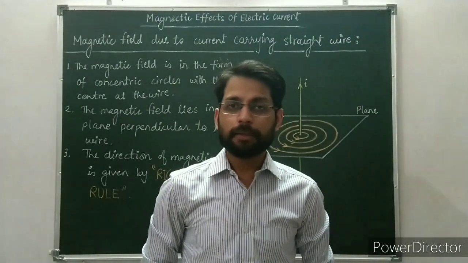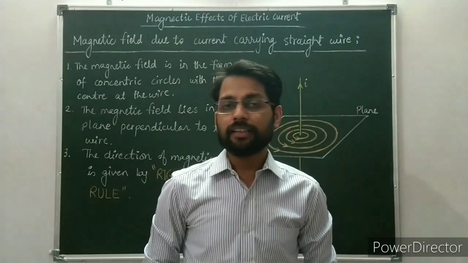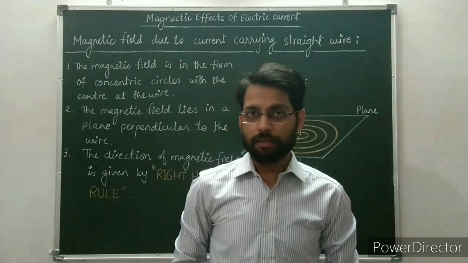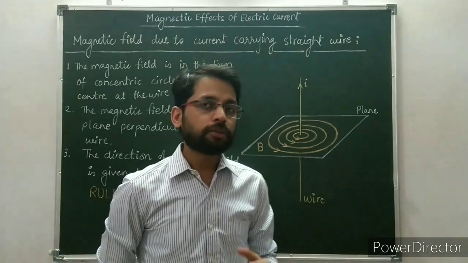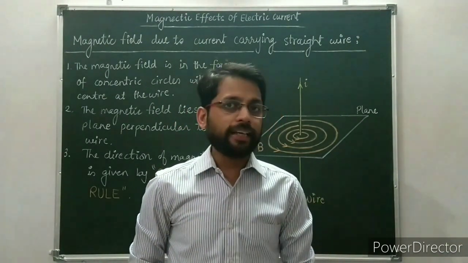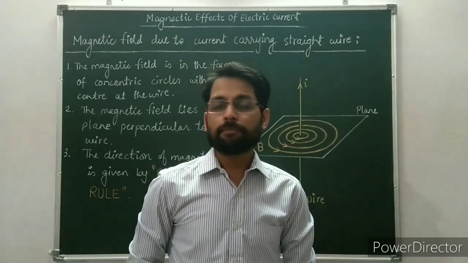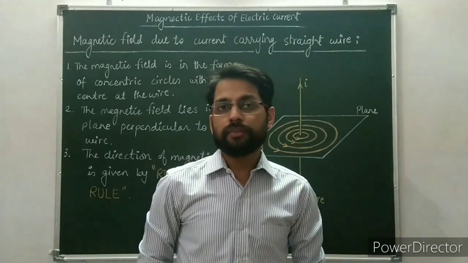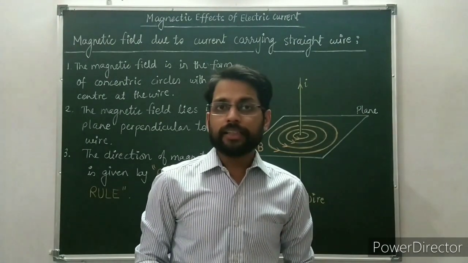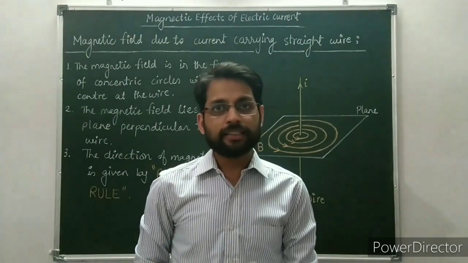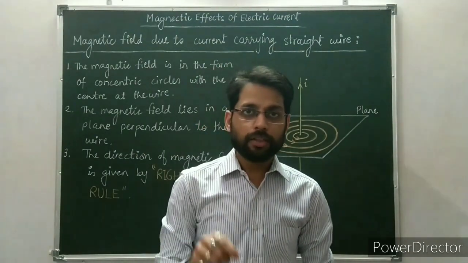In Oersted's experiment, we have seen that a current carrying wire produces a magnetic field around it. Now I am going to discuss the magnetic field due to a current carrying straight wire. First of all, watch the following video in which you will see the magnetic field lines produced by a current carrying straight wire. Okay. Now watch it.